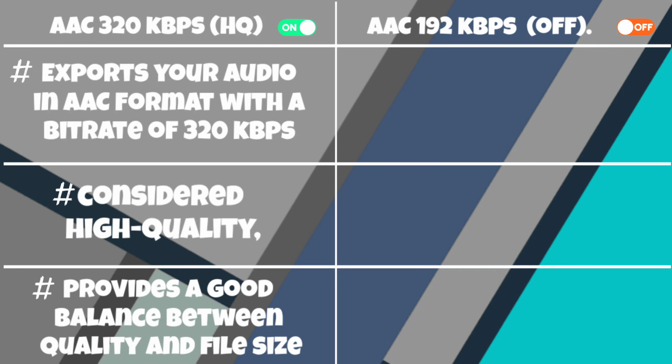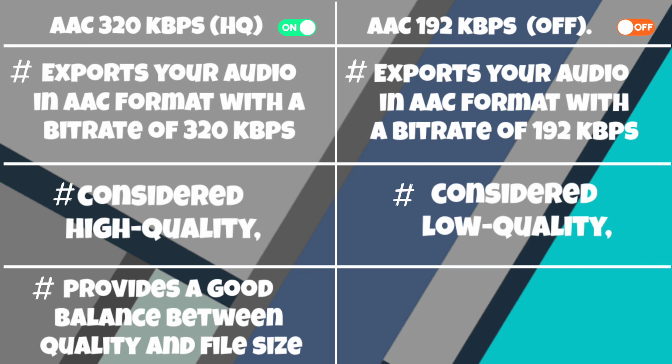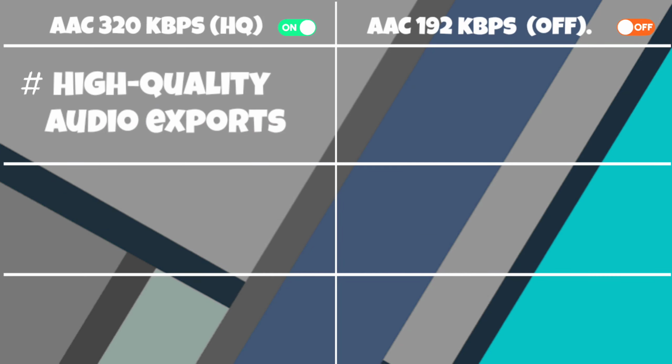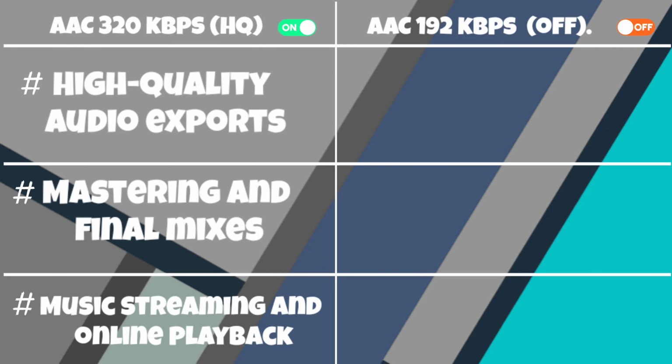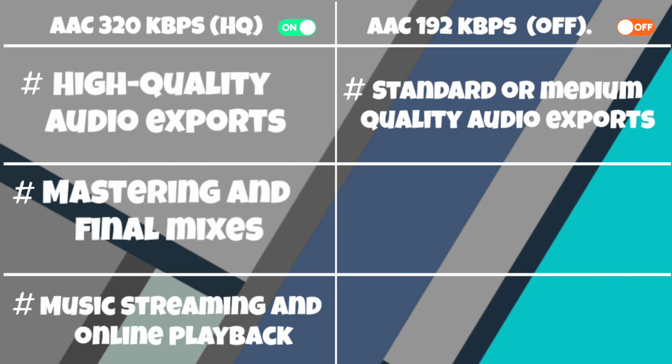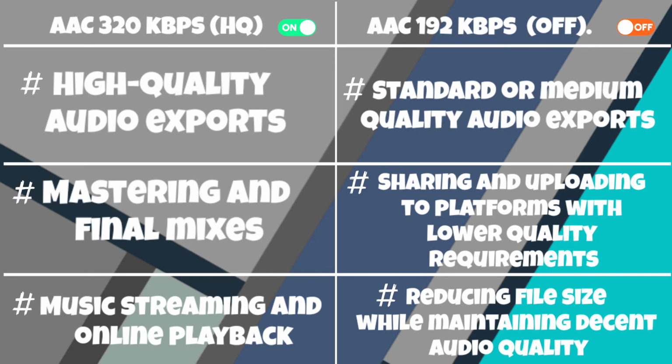This setting provides a good balance between quality and file size. This setting will export your audio in AAC format with a bitrate of 192 kbps, considered low quality. When to use each? High quality audio exports, mastering and final mixes, music streaming and online playback, standard or medium quality audio exports, sharing and uploading to platforms with lower quality requirements, reducing file size while maintaining decent audio quality.